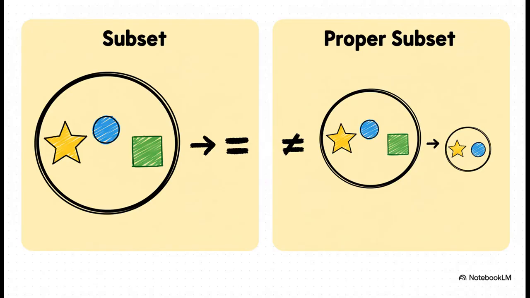Now, there's a subtle but really important difference here. A regular old subset, as you see on the left, can be a perfect copy of the original set. But a proper subset, over on the right, is a little stricter. It has to be smaller. It can't contain everything the original set has.